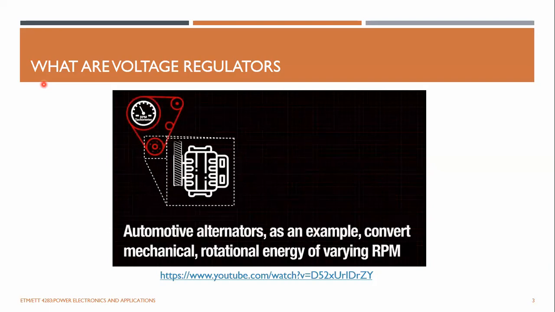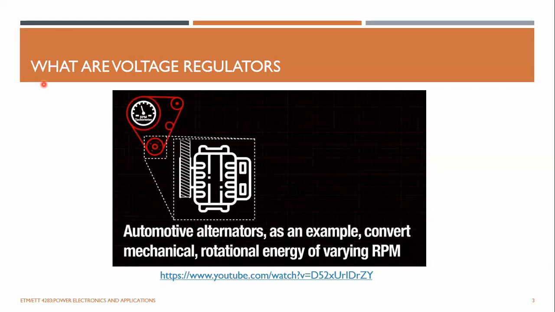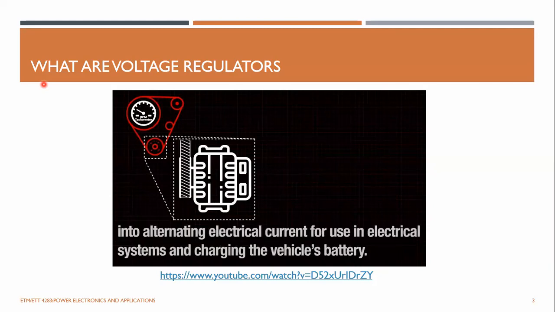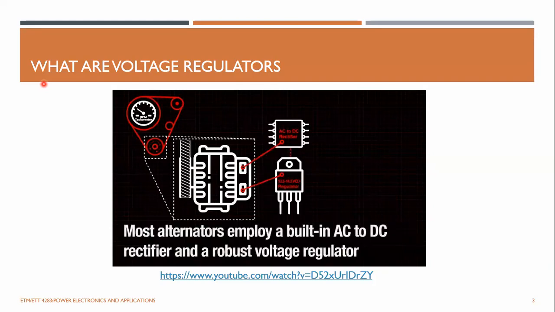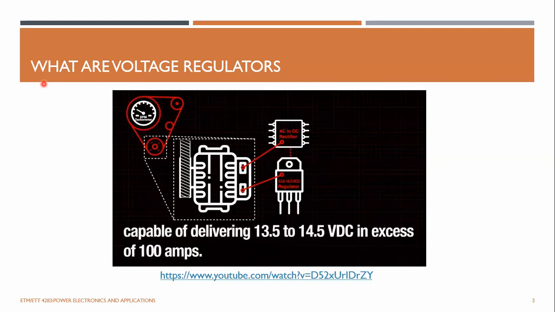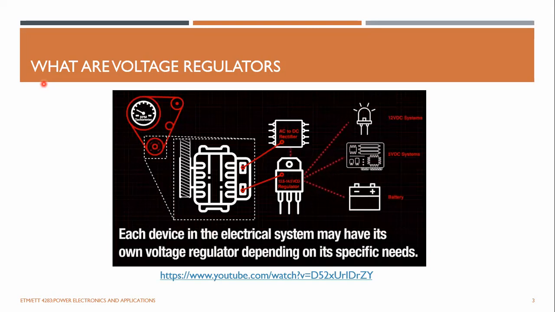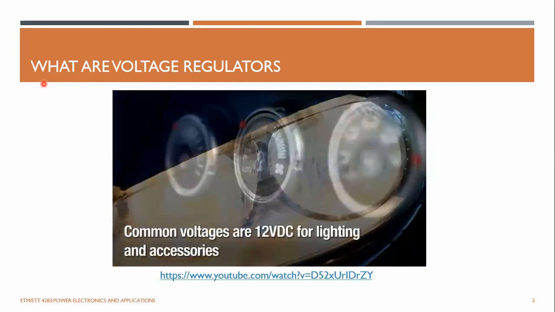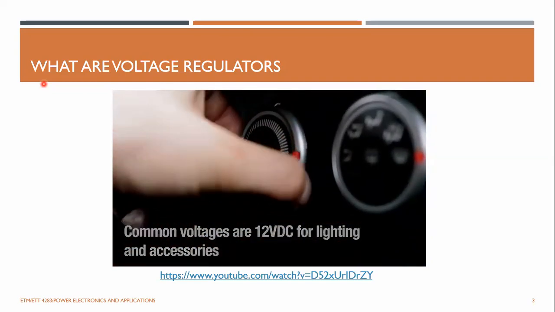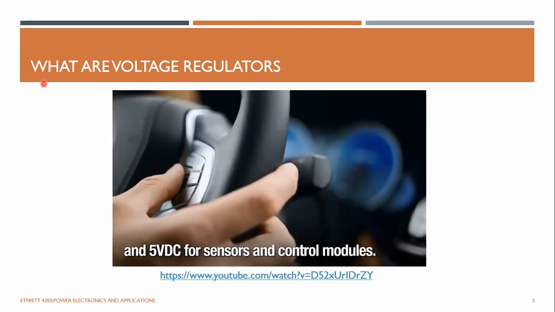Automotive alternators, as an example, convert mechanical rotational energy of varying RPM into alternating electrical current for use in electrical systems and charging the vehicle's battery. Most alternators employ a built-in AC to DC rectifier and a robust voltage regulator capable of delivering 13.5 to 14.5 volts DC in excess of 100 amps. Each device in the electrical system may have its own voltage regulator depending on its specific needs. Common voltages are 12 volts DC for lighting and accessories and 5 volts DC for sensors and control modules.